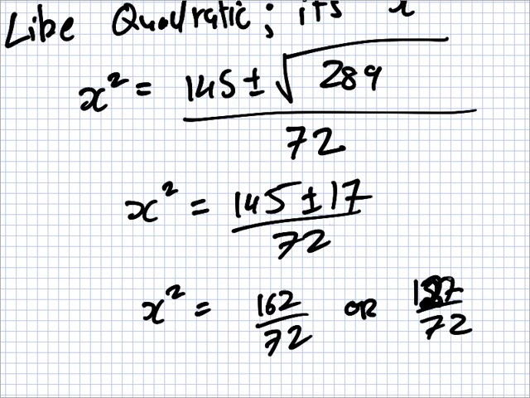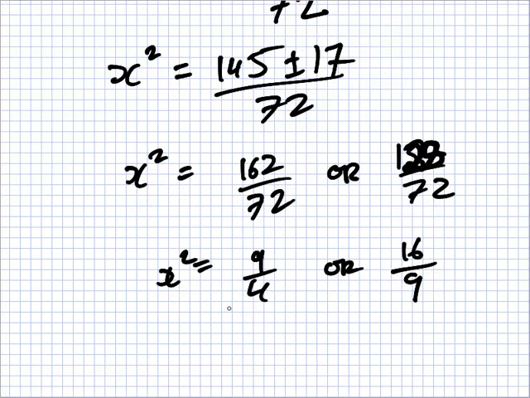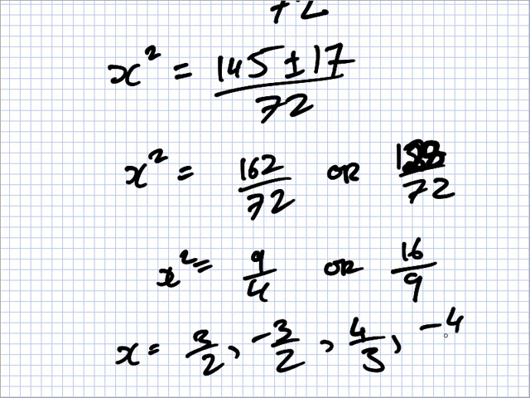Oh man. Of course, 128. And was the other one 162? Yeah? Okay. Can they be simplified? Yeah. Of course they can. So what do you get? 9 over 4 or... Great. So then when you square root, you get 3 over 2, minus 3 over 2, 4 over 3, and minus 4 over 3. The 4 answers.